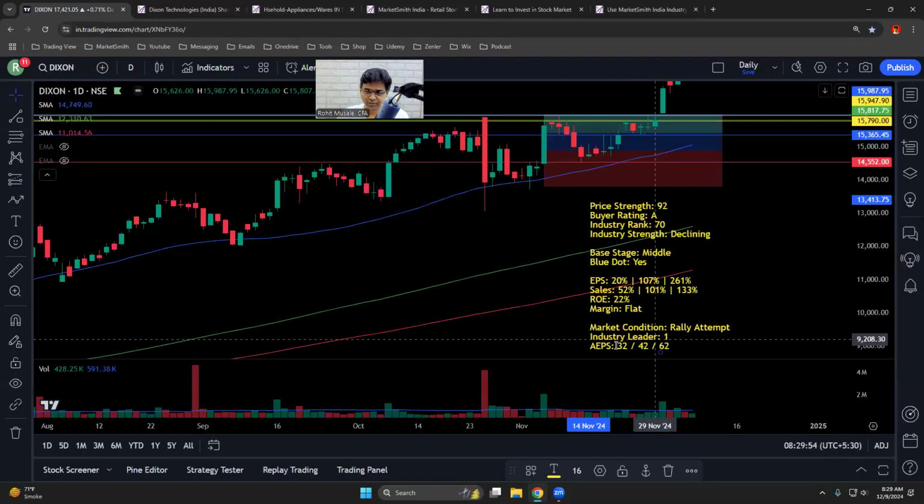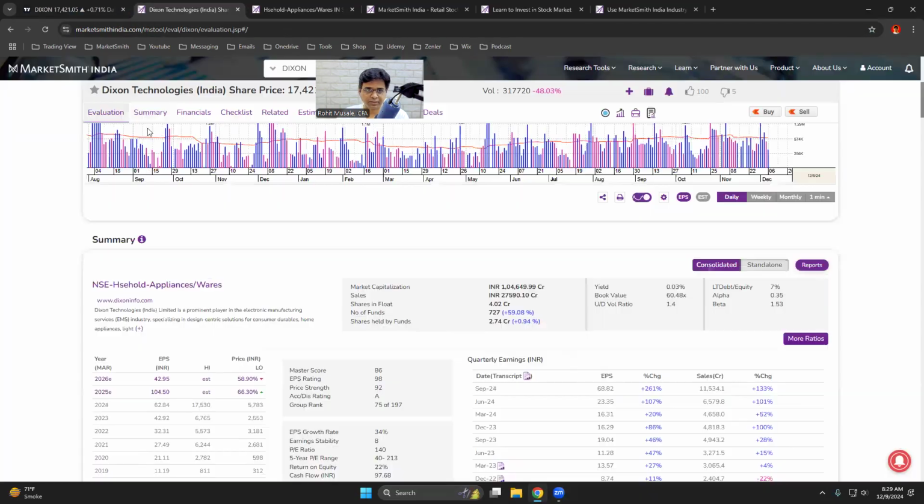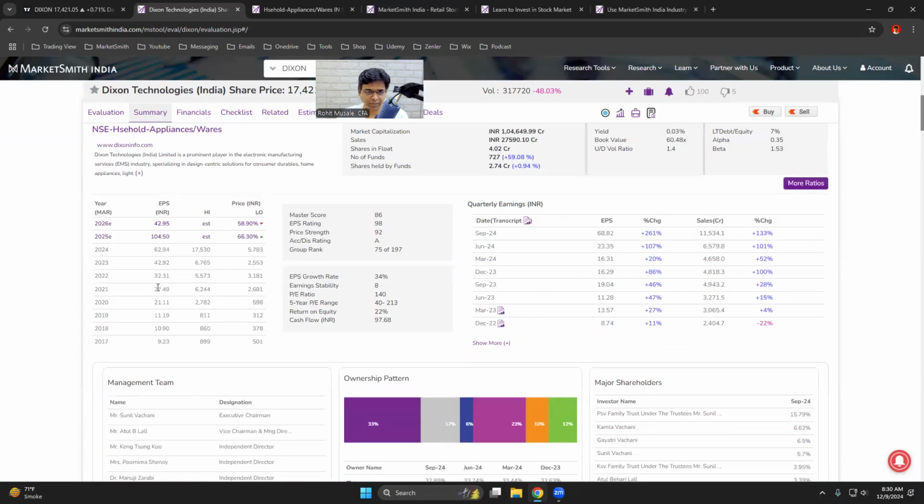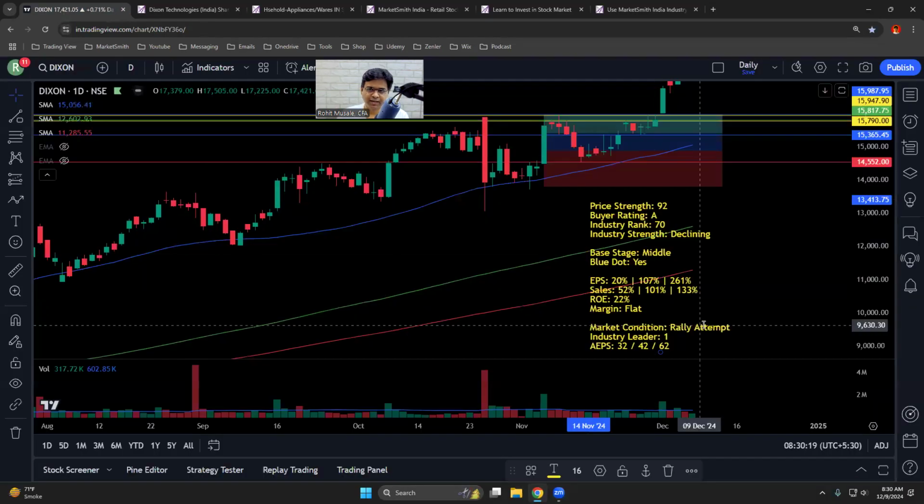Then what else? Annual EPS, it's here. You see annual EPS 27, 32, 42, 62. So last 3 years, positive annual EPS growth. The rate of growth is not important in annual. The rate of growth is important in quarterly, not in annual. We just need to see positive EPS growth. So that's my analysis on the stock.